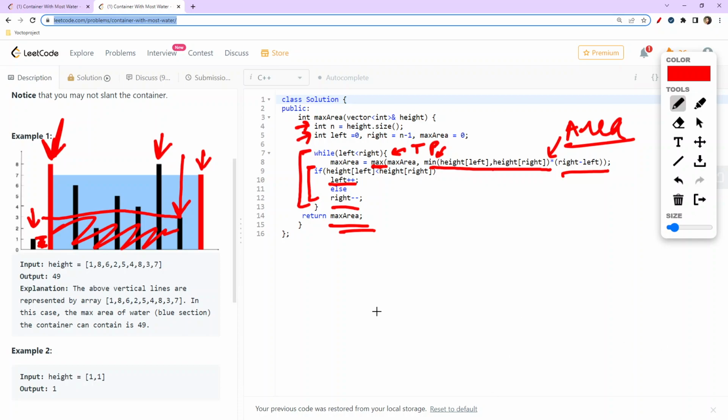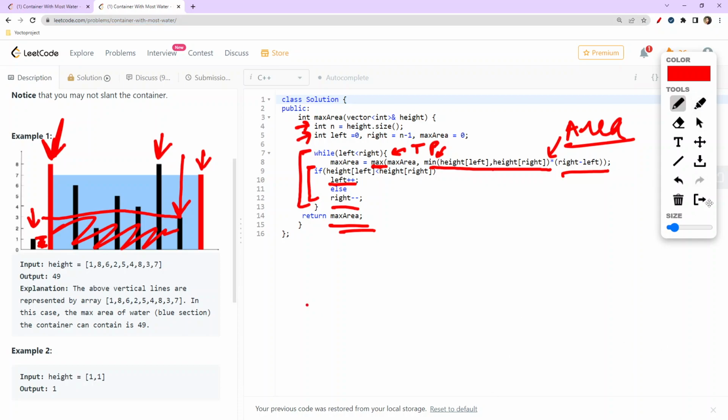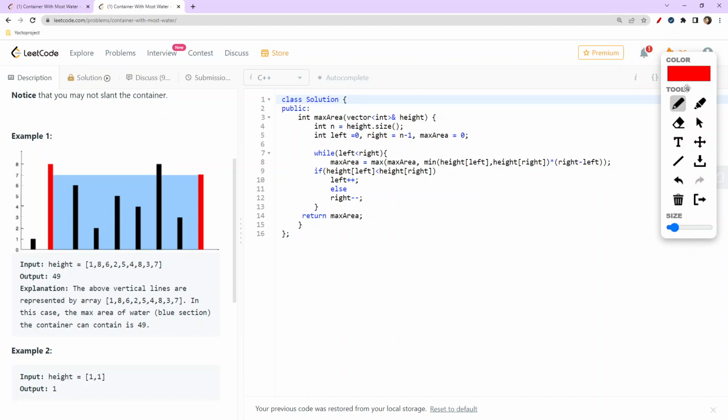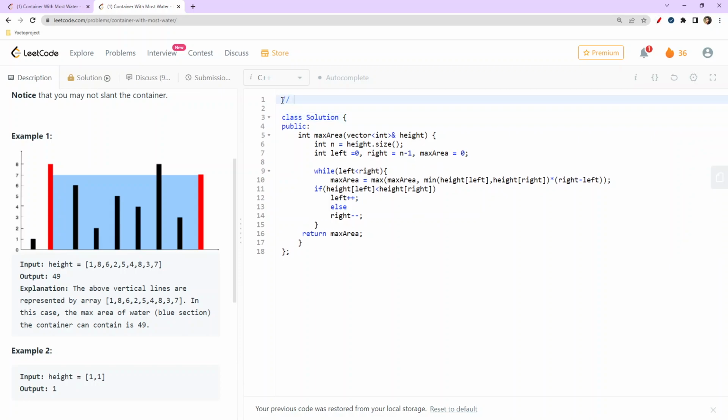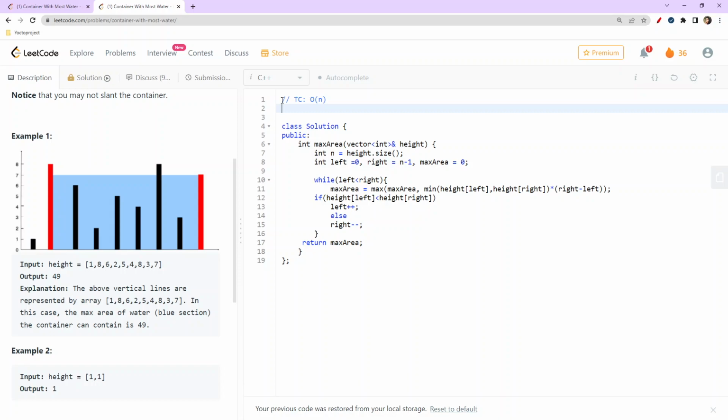So in this whole concept, as we are using this two-pointer approach here, right? So basically the time complexity for this particular solution is simply order of n, and the space complexity here is order of 1. Because we are not using any extra space here, so that's why it's order of 1 only.